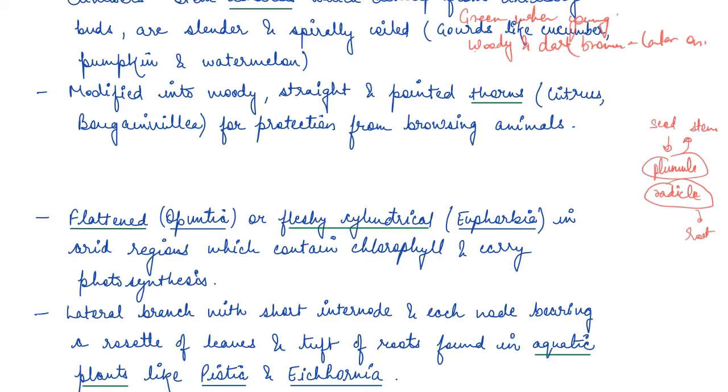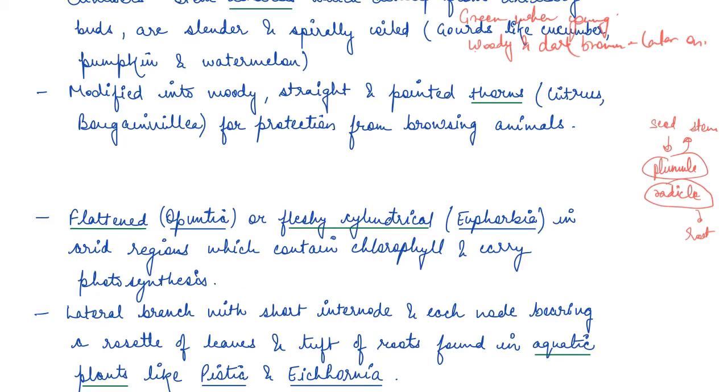Now, in the same way, in some plants the stem is modified but it is flattened and fleshy. These plants are basically found in arid regions where there is scarcity of water, right? So there are plants which modify their stems into flattened or fleshy cylindrical structures, as in the case of opuntia or euphorbia. These stems contain chlorophyll and carry out photosynthesis for the plant.